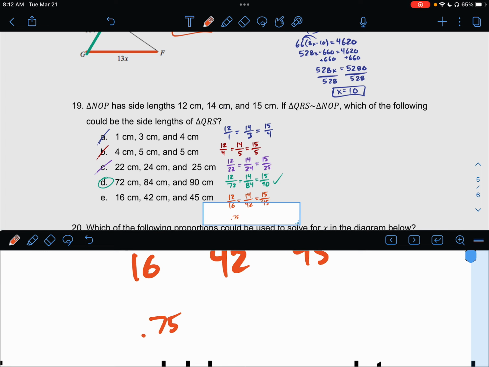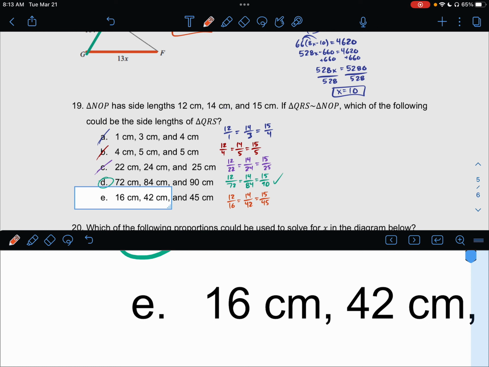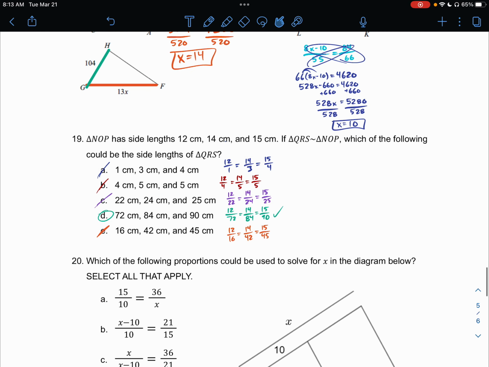14 divided by 42, that's 0.3 repeating. And then 15 divided by 45 is also 0.3 repeating. So we can see that these two are equal, but that one is not. So these are just not similar at all. So it's not E. So it's D with our answer there.